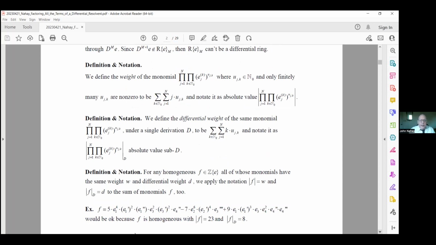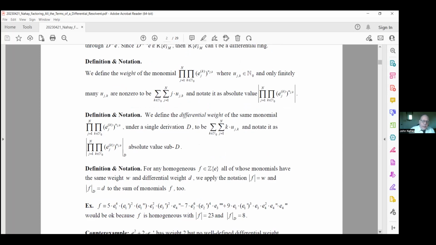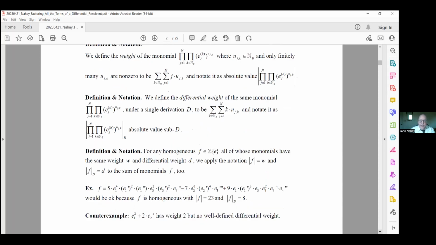And we define the differential weight of the same monomial, and again, you have to specify the derivation D, to be the weighted sum of those exponents, notated as absolute value sub D.